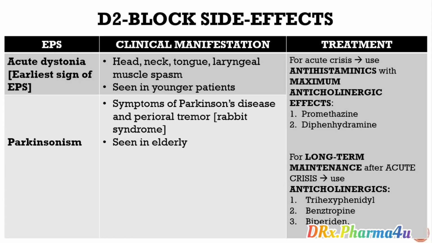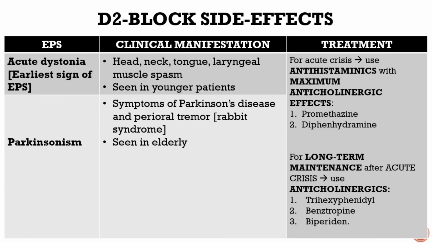And then we have Parkinsonism. Parkinsonism, you know very well, is a condition which is associated with low dopamine levels in the CNS. That can cause a perioral tremor also. It is also known as rabbit syndrome, perioral tremor. And it is usually seen in elderly because the elderly are much more prone to Parkinson-related side effects or Parkinson's disease.